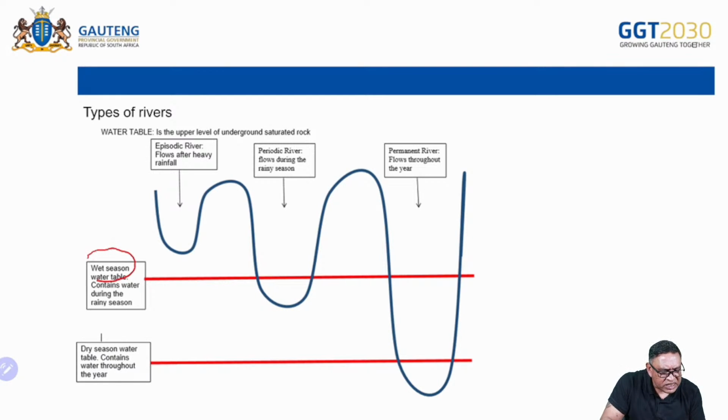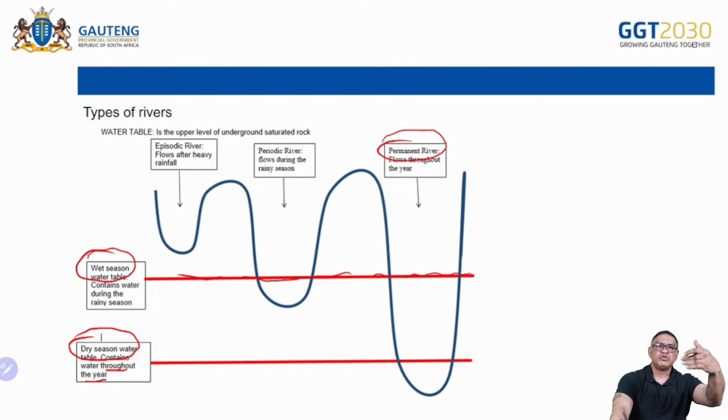We have a wet season water table, and it only contains water during the rainy season. When it's not raining, there's no water at that level. Okay, let's take the dry season water table. This has water throughout the year. So here it's in the rainy season, here it's throughout the year. So I want to look at this and I want to say, I know what's a permanent river. It flows throughout the year.